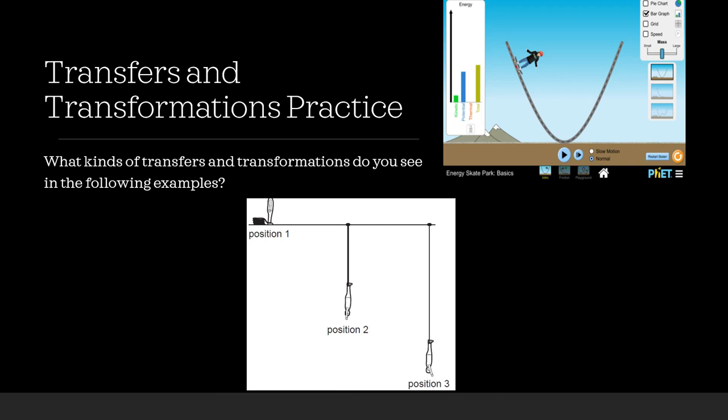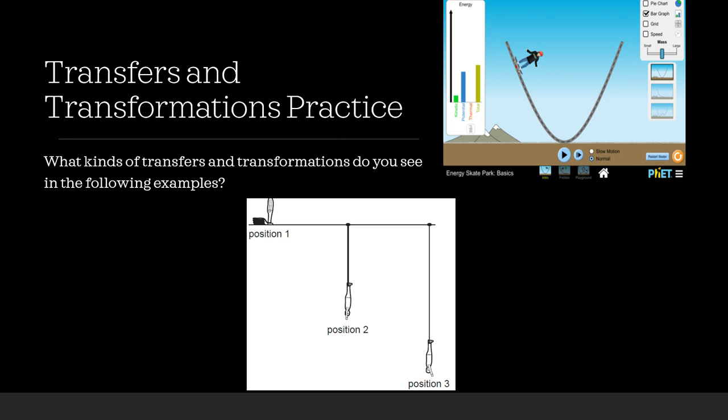So at position 1, we see that this person is going to have exclusively gravitational potential energy as they're not moving and there is no elastic energy forming just yet. As they jump, that gravitational potential energy is going to transform into kinetic energy until they hit position 2, where you're actually going to start having elastic potential energy coming into the equation as that bungee cord begins to get stretched.